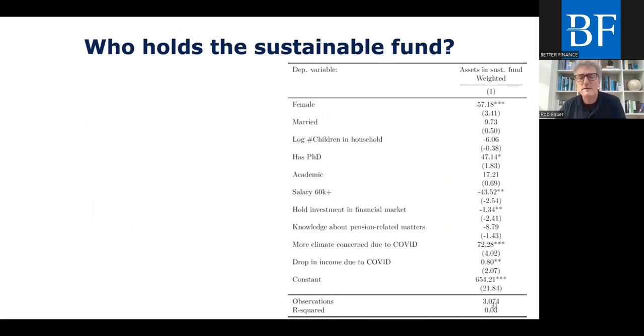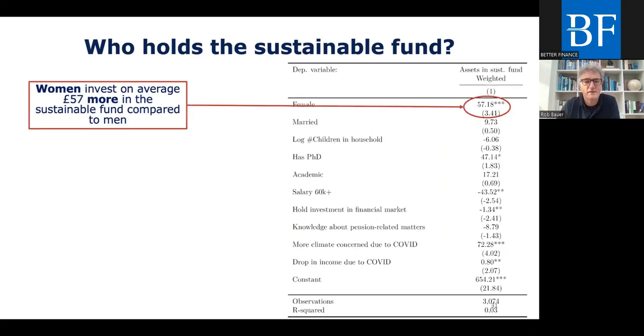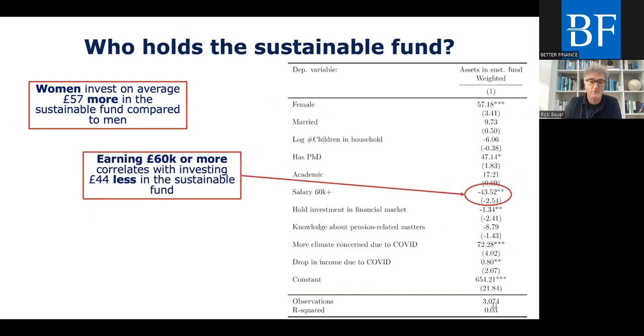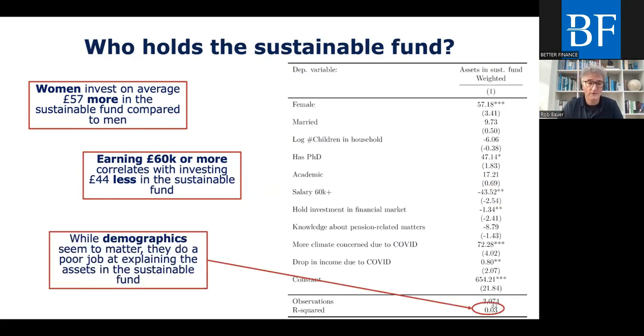What is interesting, however, is who actually holds the sustainable fund. So what we find is that women invest more in the sustainable fund in that game, and that the people who earn more money invest less in sustainable funds. So the income, the salary of university professors or admin people who are in the fund, if that is higher, you invest less in a sustainable fund, which is in line with what we found in other studies in the past. We have to say, though, that in principle, demographics show a difference, which is cool, but the R squared of all those differences is not that big. So it's not that demographics determine the result, it's especially the strong sustainability preferences that determine the result.